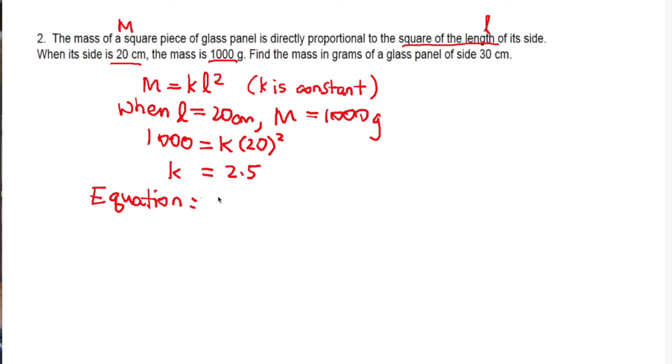Which is m equals 2.5 times L squared. And again, the last part of the sum requires us to use the equation when the length is 30 cm.